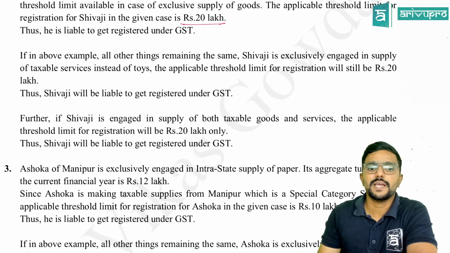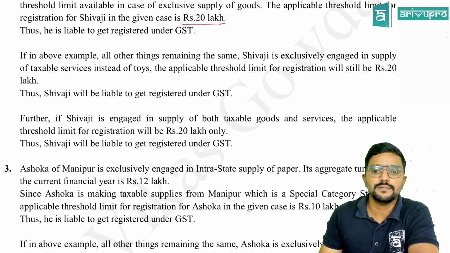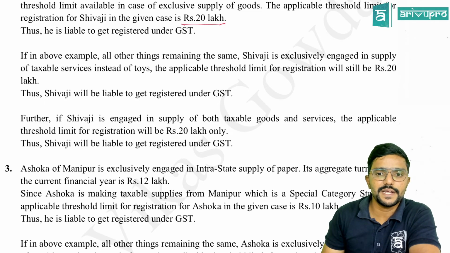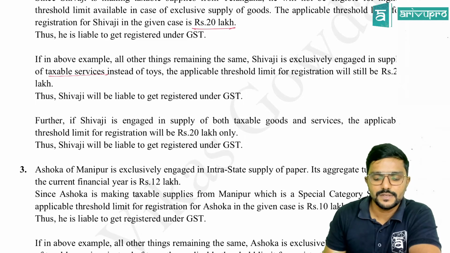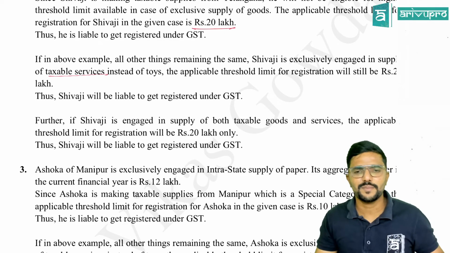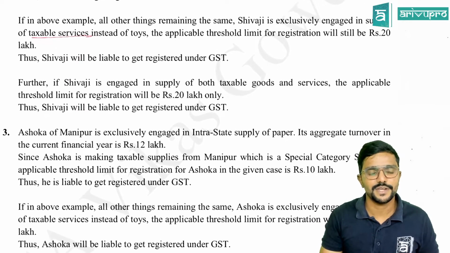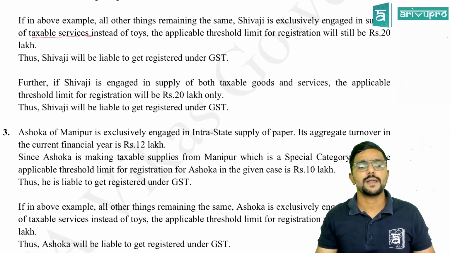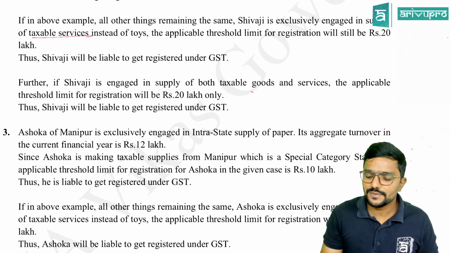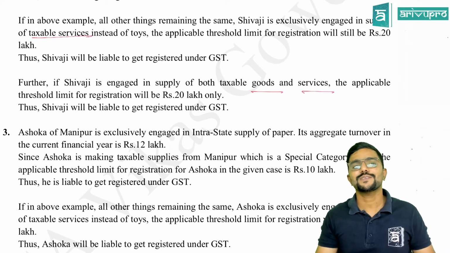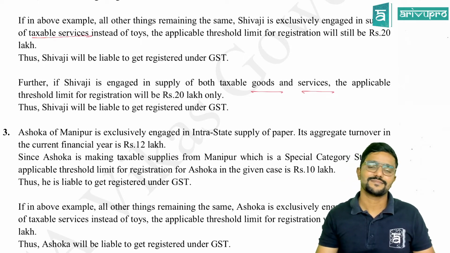Next, if in the above example, all other things remaining same, Shivaji is exclusively engaged in supply of services instead of toys. Again, the limit applicable for him will be 20 lakh. He has to get registered, guys. Okay, sir. Next, further, if Shivaji is engaged in supply of both goods as well as services, in that case also, what is the turnover applicable for him? 20 lakh. And should he get registered? Yes, he has to get registered.